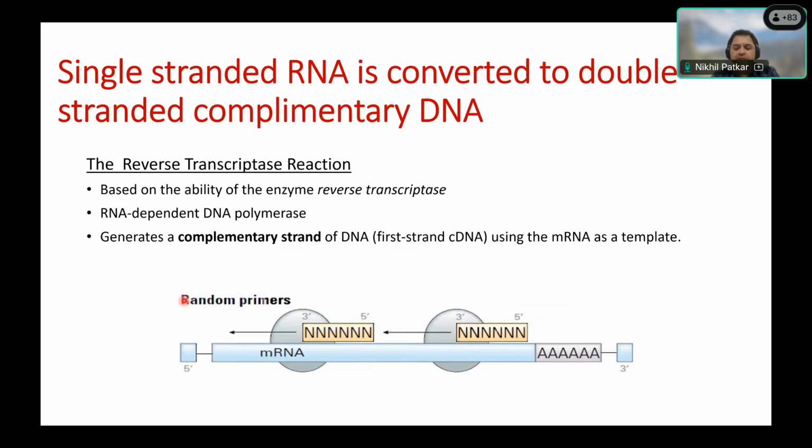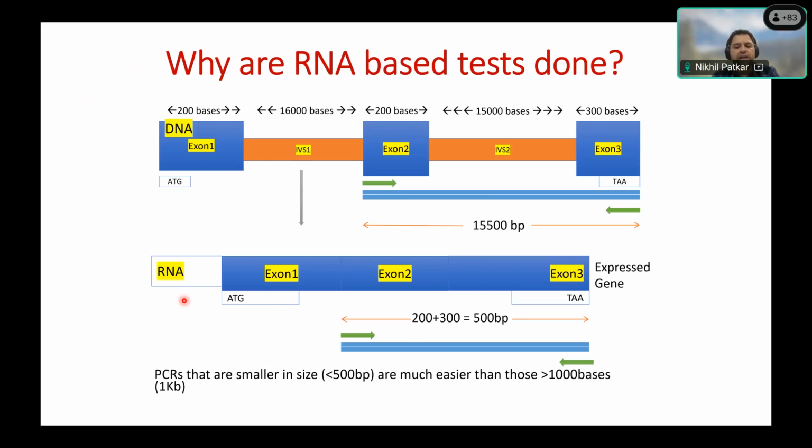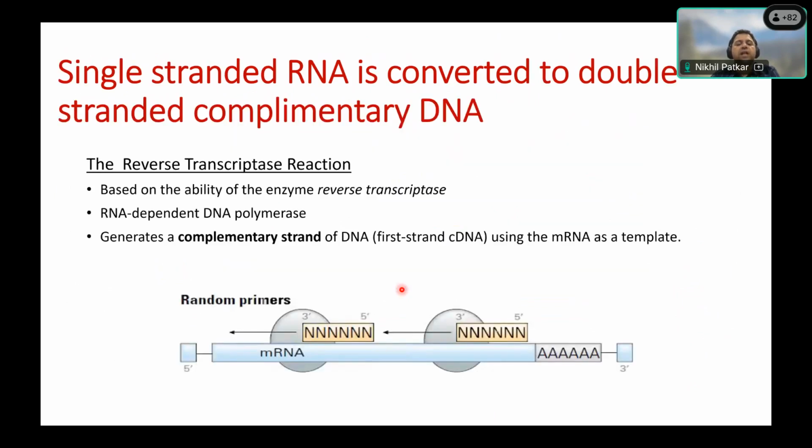This is why one works on RNA when you want to detect fusion transcripts, because the chromosomal translocations at the DNA level typically happen between introns, and it is very difficult to amplify such a large region of the genome, especially when you want to monitor responses to therapy. Therefore, if you work on RNA-based tests, these are much smaller regions to amplify and are easier to work on. But RNA is single stranded and unstable, and it must be converted to double stranded complementary DNA, which is done by an enzyme, reverse transcriptase.